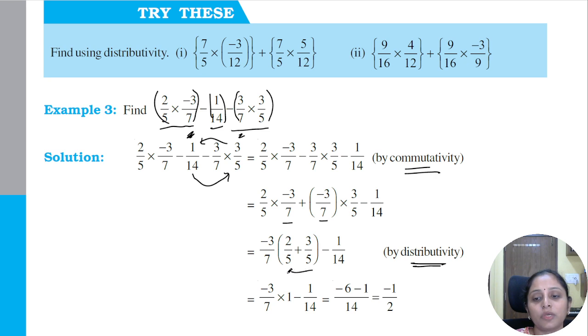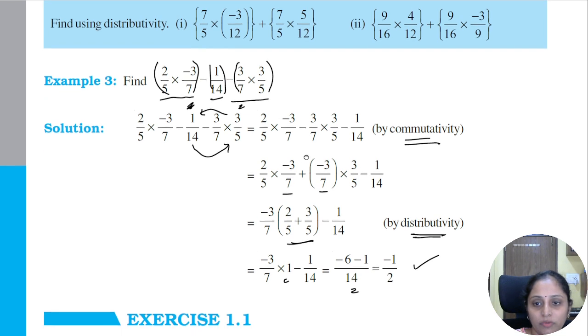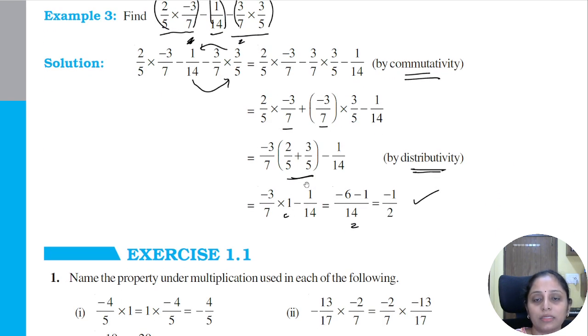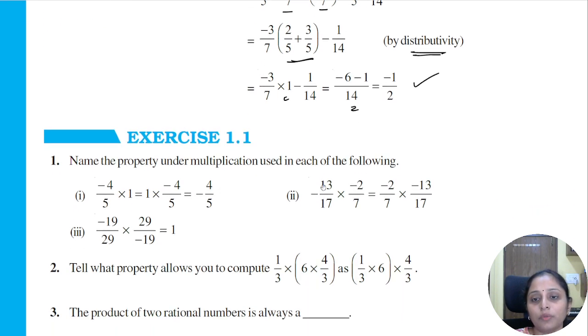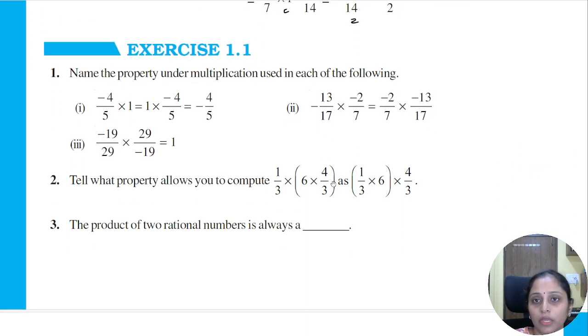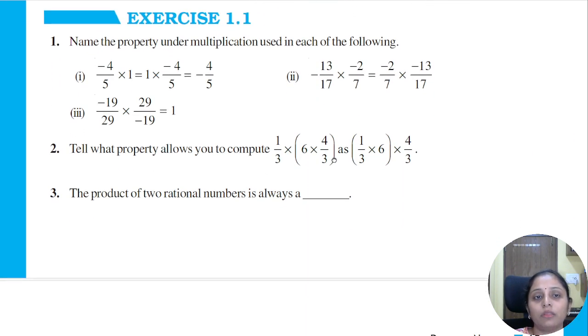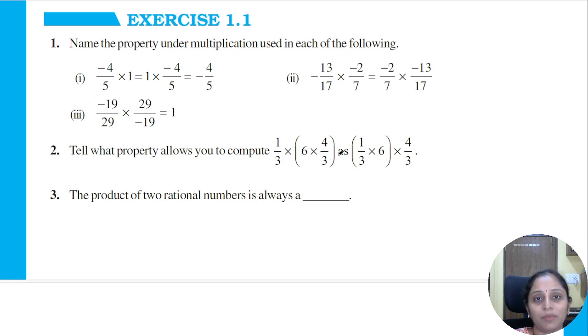Now when you solve this, because the denominator is common, you are going to get 1, and then you are getting minus 3 by 7 minus 1 by 14, the LCM is 14, so the answer is minus 1 by 2. Now by using the commutativity and distributivity, we have got the answer very quickly, right? So this is how the properties that we just learned are going to help us in simplifying the mathematical expressions. Okay. Now coming to the exercise, we have 3 sums here.